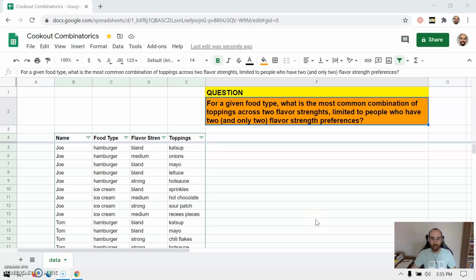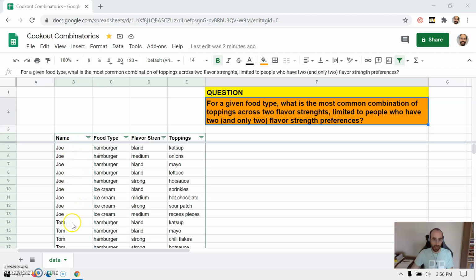Here is the Cookout Combinatoric problem. For a given food type, what is the most common combination of toppings across two flavor strengths, limited to people who have two and only two flavor strength preferences? Let's look at the data.